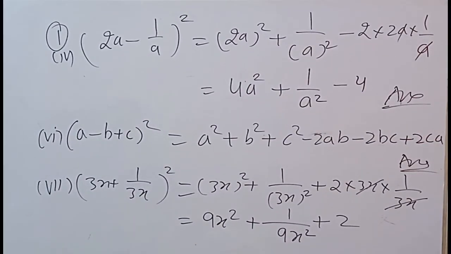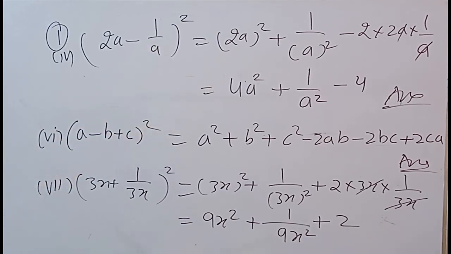Children, I am taking question number 1, fourth part, where we have to find the square of (2a minus 1 upon a). That will be (2a) whole square plus (1 upon a) whole square minus, as the minus sign is given, we will write the minus sign. So minus 2 into 2a, that is a, and b is 1 upon a. Write down in that manner. (2a) whole square gives 4a square, plus 1 upon a square gives 1 upon a square, and a cancels with a, and 2 multiplied by 2 gives 4. So minus 4. So the answer is 4a square plus 1 upon a square minus 4.